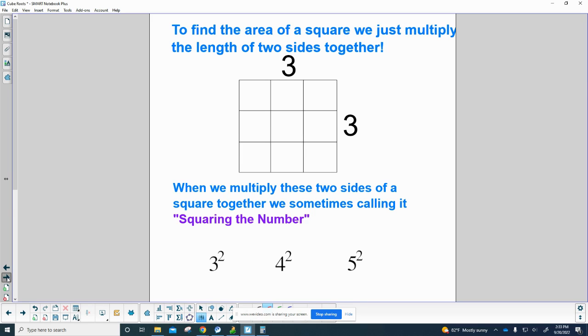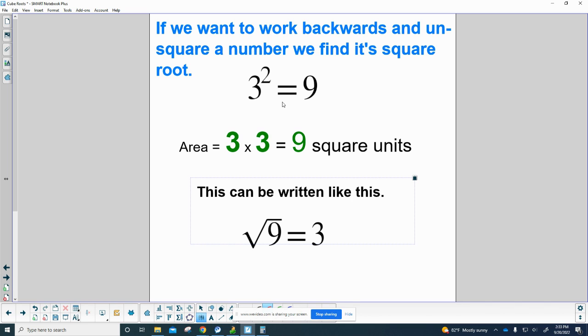All right, next. When we multiply 3 times 3, or 3 squared, we get 9. And we have 9 square units. And we can also do the opposite. If we want to work backwards from 9 to find out what we squared to get it, then we can do this. The square root of 9 takes us back to the number 3, which tells us what number was squared in the first place.